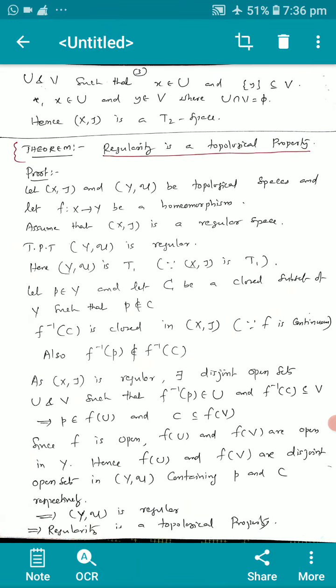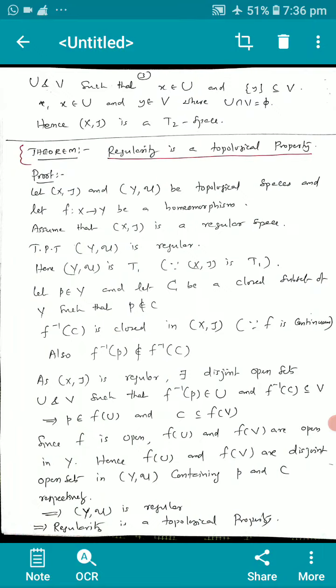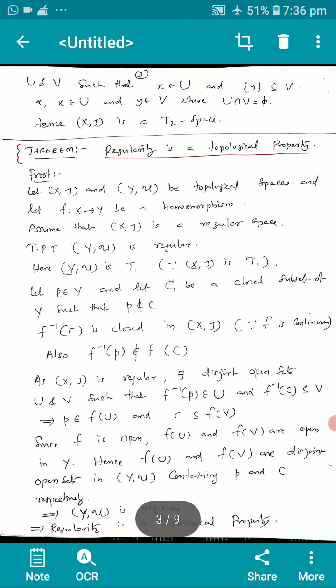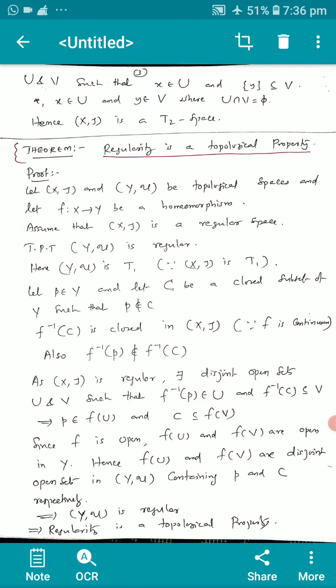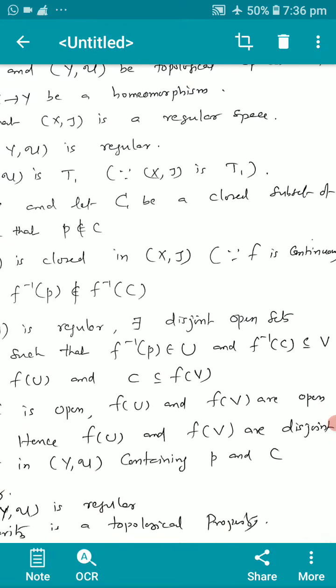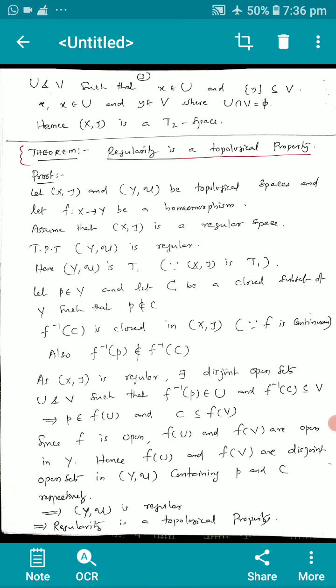You check it properly. As X2 is regular, there exist disjoint open sets U and V such that f inverse p is in U and f inverse c is a subset or equal to V. This implies p is in f of U and c is a subset or equal to f of V. But f is open. Therefore, f of U and f of V are open in Y. Hence, f of U and f of V are disjoint open sets in Y containing p and c respectively.